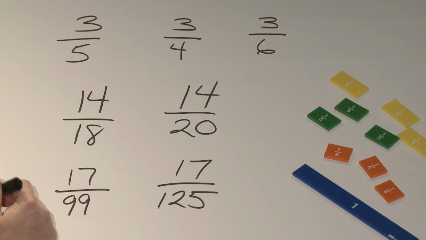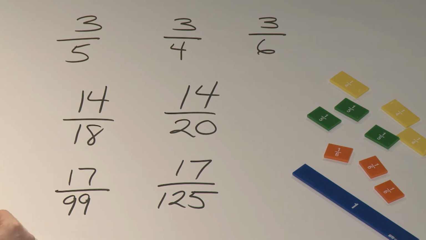Let's take a look at 14/18 and 14/20. Which one's greater? Well, we can think about the size of the pieces, and that we have the same number of pieces in both cases. We can think that 20ths are a little bit smaller than 18ths. And so, 14 of something that's a little bit smaller than 14 of something that's a little bit larger means that 14/18 is greater than 14/20.